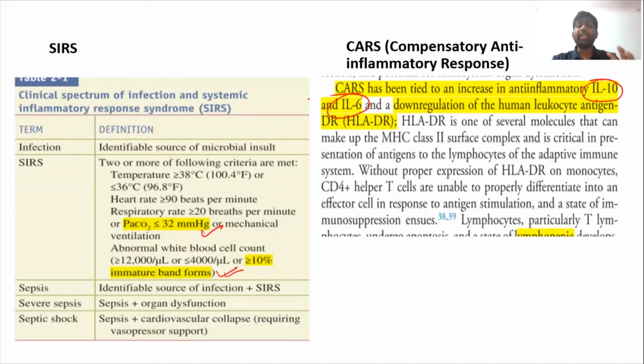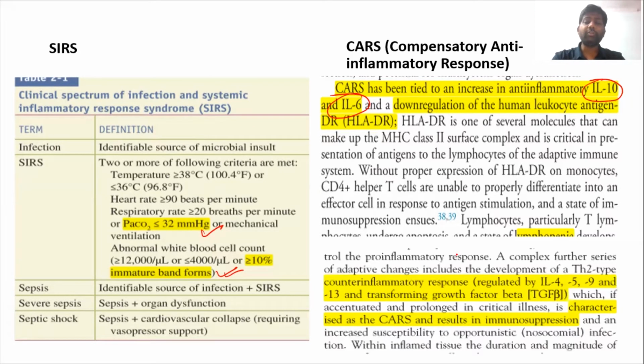Again, Bailey and Love also mentions this CARS in a very small paragraph. Now, what does Bailey and Love have to say? See, there is a slight contradiction between Bailey and Love and Schwartz. What Bailey and Love says is that this counter-inflammatory response, that is the CARS response, is mainly regulated by 4, 5, 9, and 13. Now, how to remember this? 4 plus 5 is equal to 9. 4 plus 9 is equal to 13.